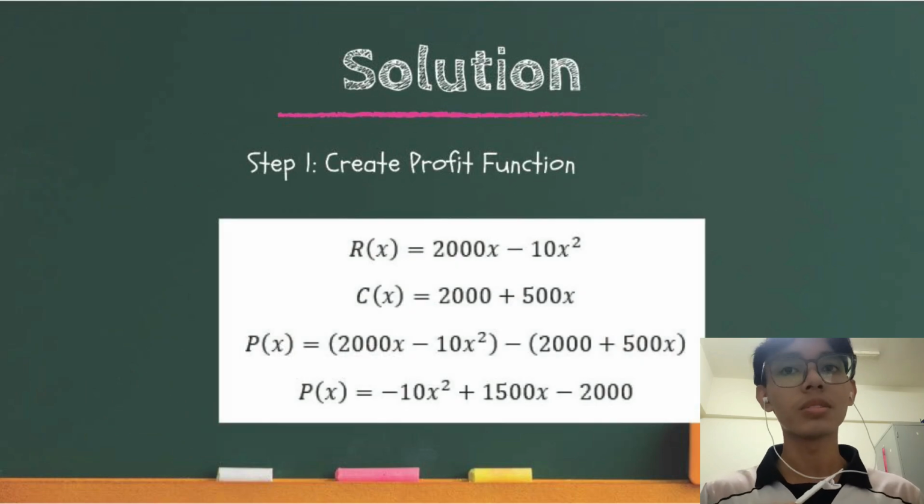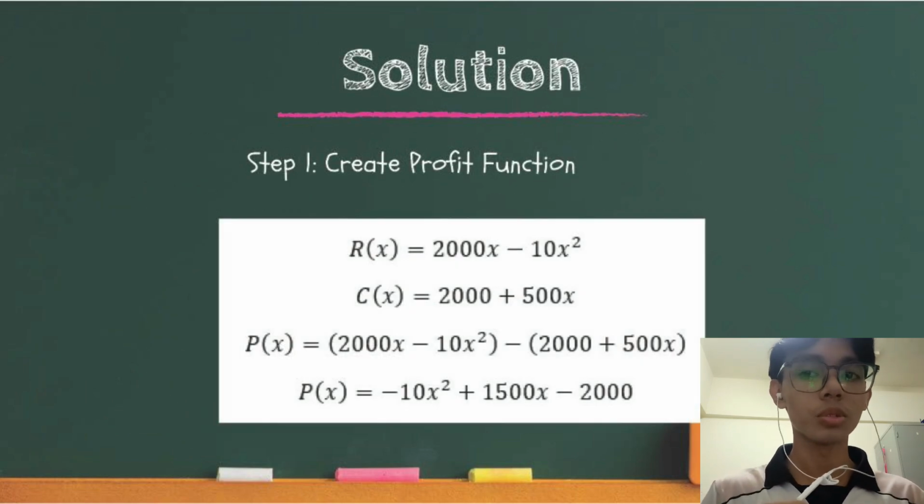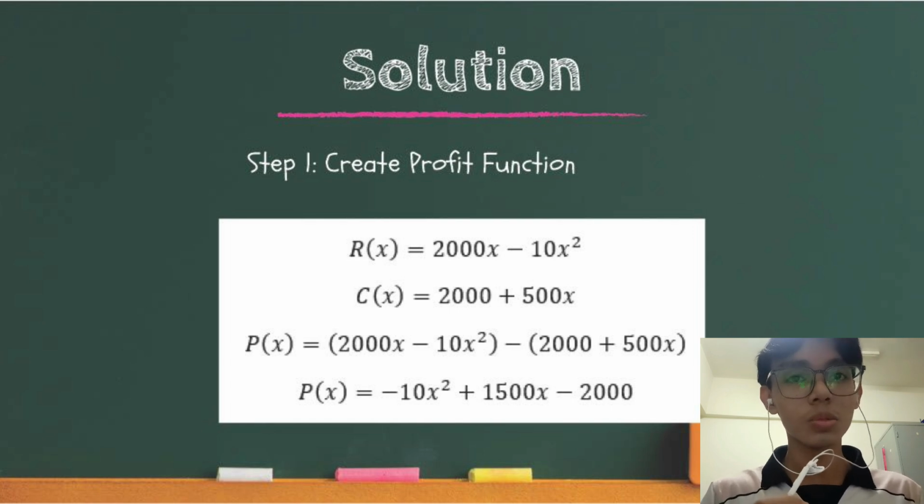The first step is we're going to create the profit function. By using the formula profit equals revenue minus cost, we get that P(x) equals 2000x minus 10x squared minus (2000 plus 500x). So the profit function will be negative 10x squared plus 1500x minus 2000.